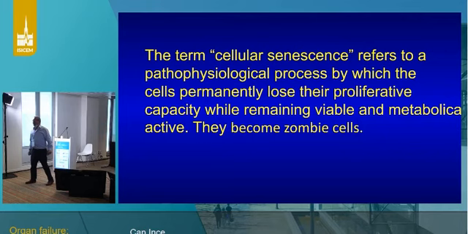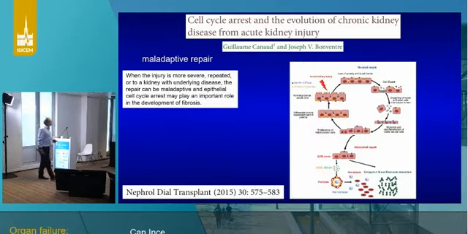The last couple of slides I would like to discuss with you regarding cell death is cellular senescence. Cellular senescence really refers to the pathophysiological process by which cells permanently lose their proliferative capacity to regenerate themselves and to become functional again. They, in fact, become zombie cells. So it's been very well described as being one of the key mechanisms in acute kidney injury.